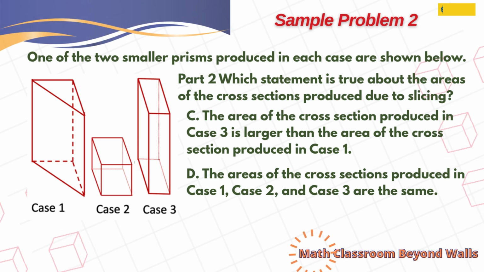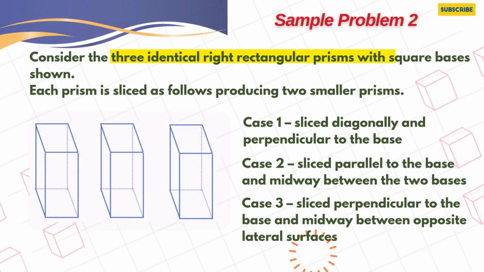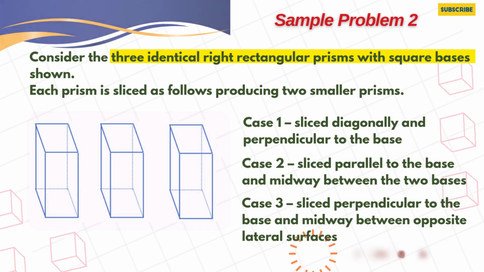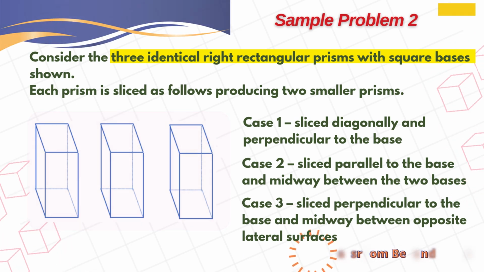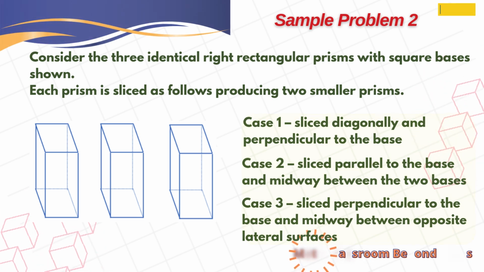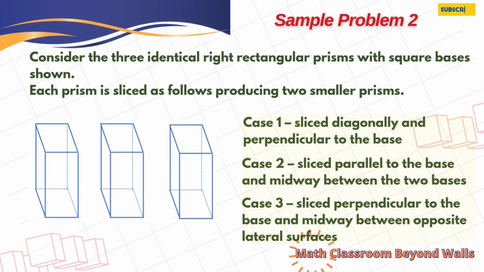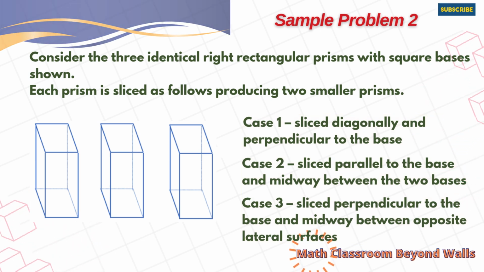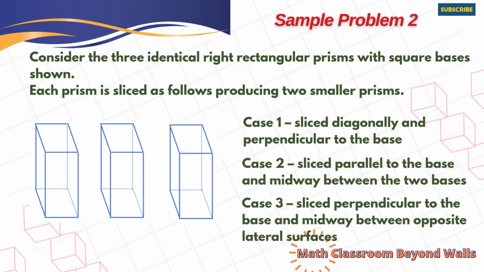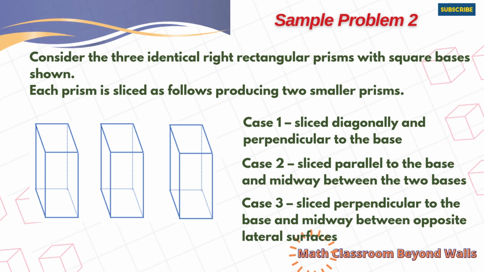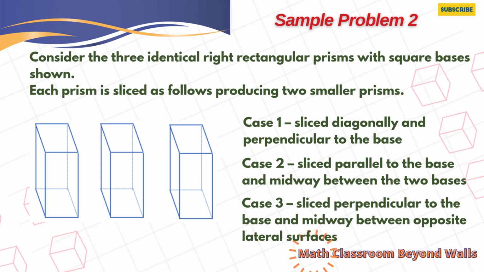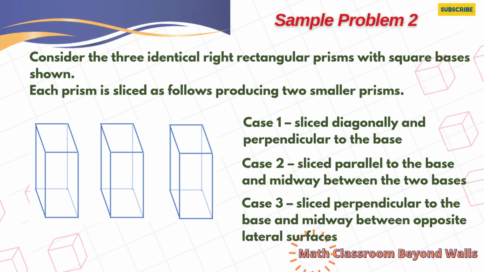What are given? We are given 3 identical right rectangular prisms with square bases. Information on how to slice or cut the 3 prisms to produce 2 smaller prisms are also given. Okay, so we will slice this prism according to the instructions given in each case so that we will have an idea how the smaller prisms are produced. Then, we will use the resulting prisms to answer the questions.